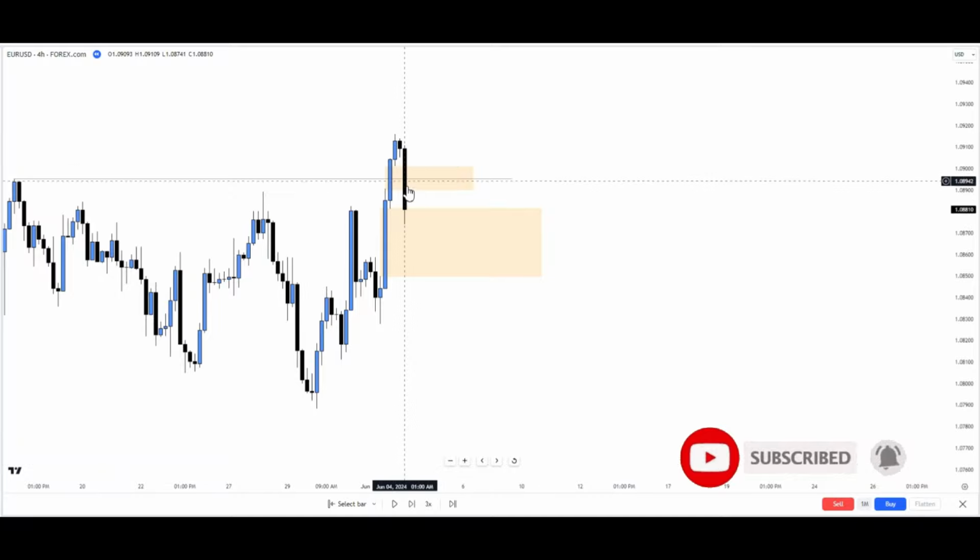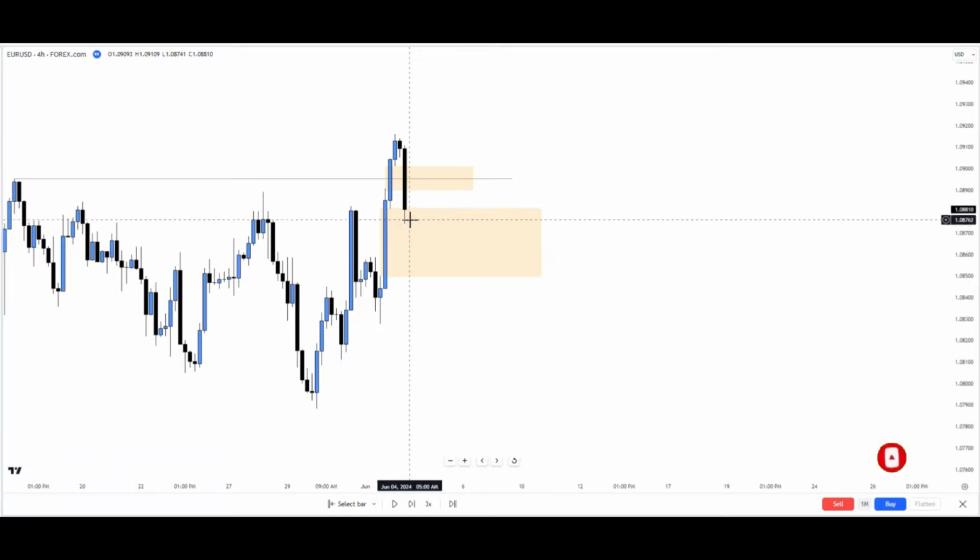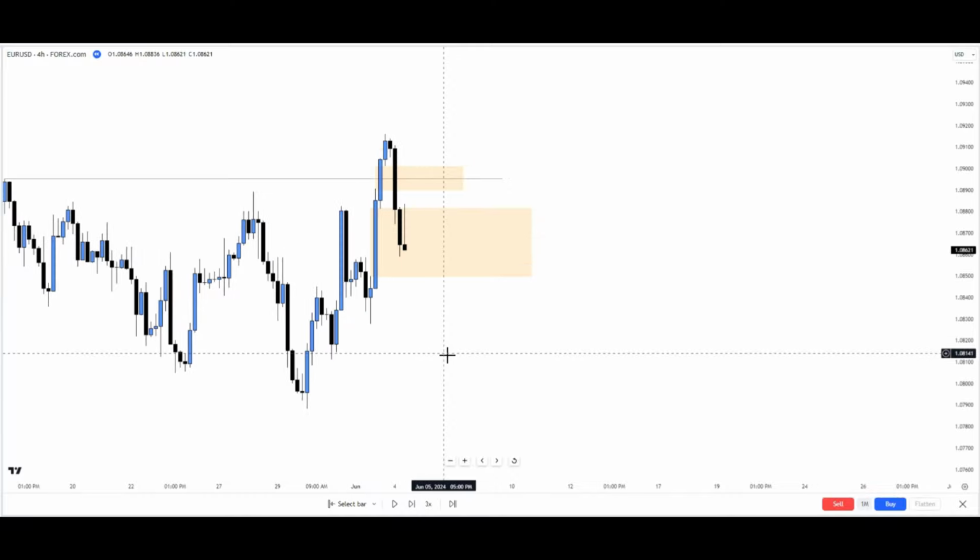We can also see that price returning back into this fair value gap created another fair value gap right there and engulfed it completely. So we already have an inversion fair value gap, but we want to see how price reacts from this fair value gap going forward. So let's see what price does.